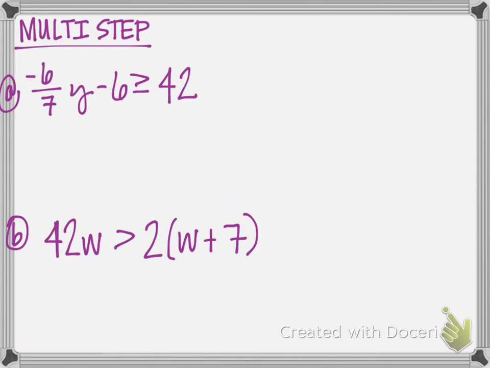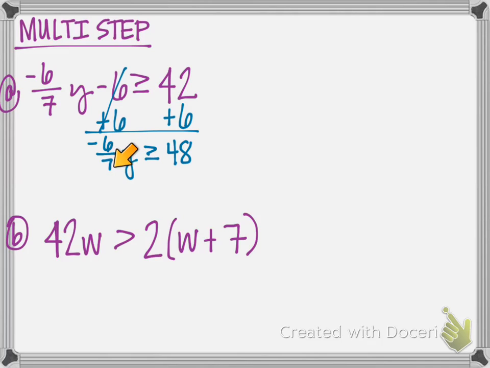Multi-step inequalities. You do the same thing as a multi-step equation. You just have to be careful about dividing and multiplying by a negative number. So find your y. First you're multiplying by this fraction, and then you're subtracting 6. So to undo that, you're going to add 6 first. And then I get negative 6/7 y greater than or equal to 48.